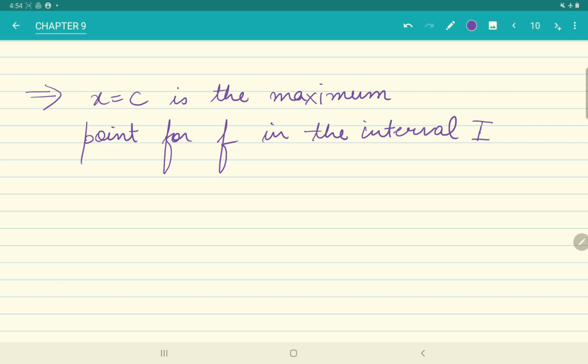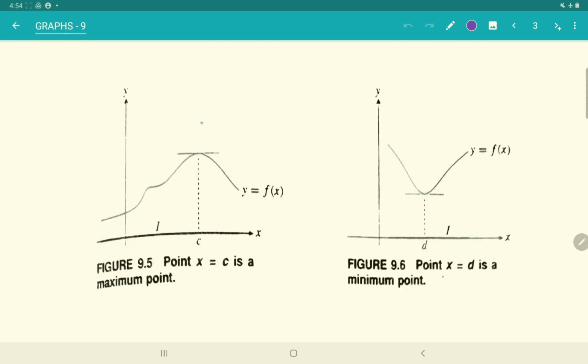We can have a look at the diagram, and here we see that if you look at figure 9.5, you see that the function is increasing to the left of c and it is decreasing to the right of c. That just means x is equal to c is the maximum point. So f prime x is greater than equal to 0 for x less than equal to c. f prime x less than equal to 0 for x greater than equal to c. That just means that x is equal to c is a maximum point for f.